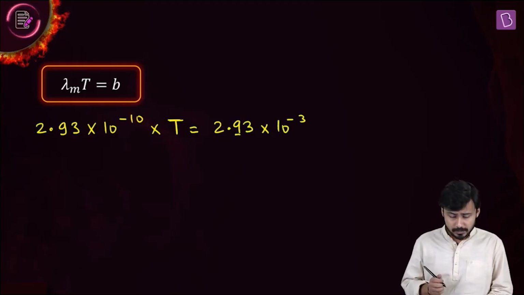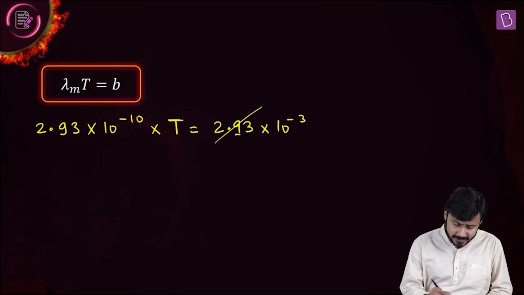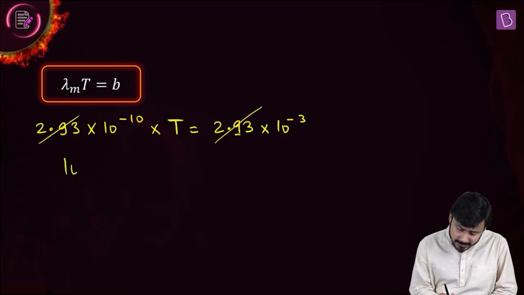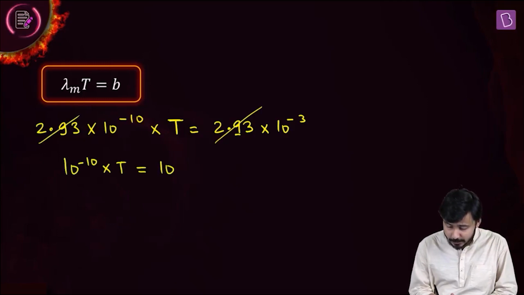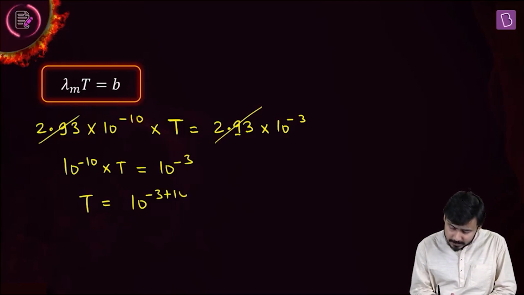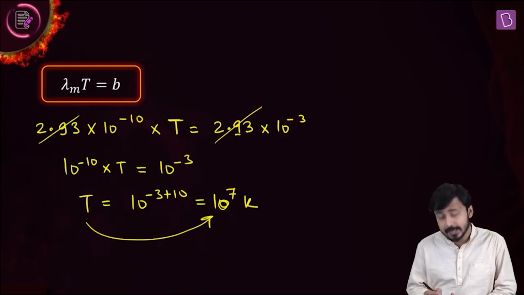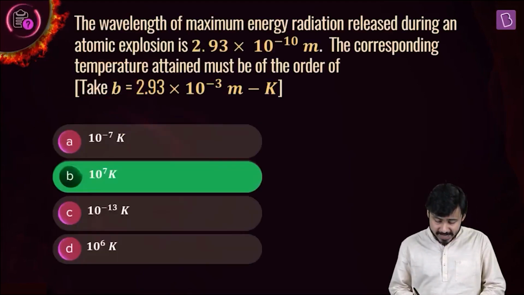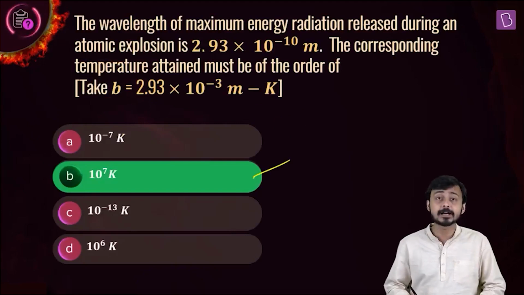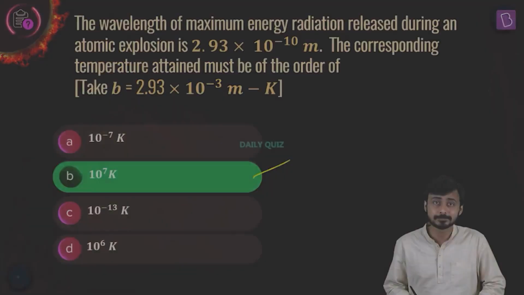Here, if you look, 2.93 gets cancelled by 2.93. 10 raised to power minus 10 multiplied by T comes out to be equal to 10 raised to power minus 3. So temperature comes out to be 10 raised to power minus 3 plus 10, that is 10 raised to power 7. So the order of temperature is 10 raised to power 7 Kelvin. If you match with the options, option B will be the correct option in this problem.